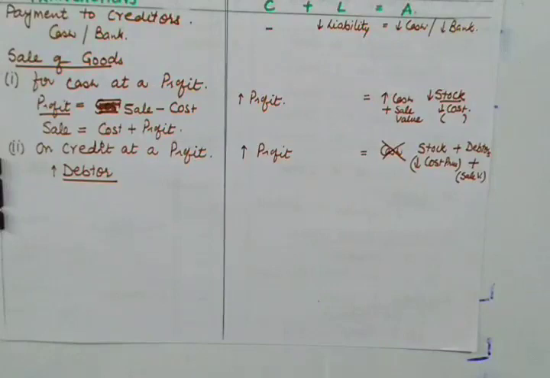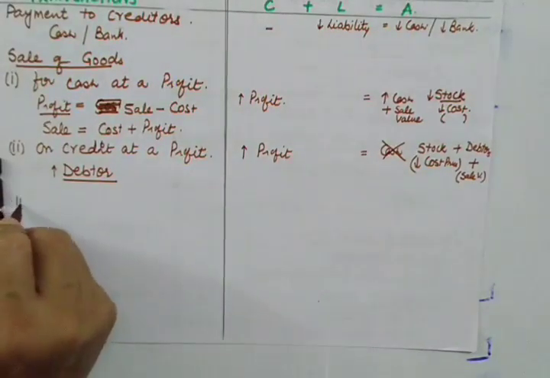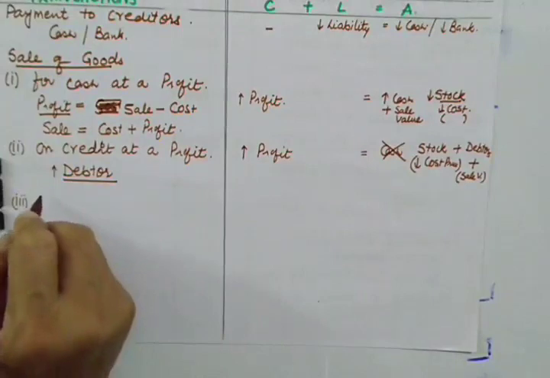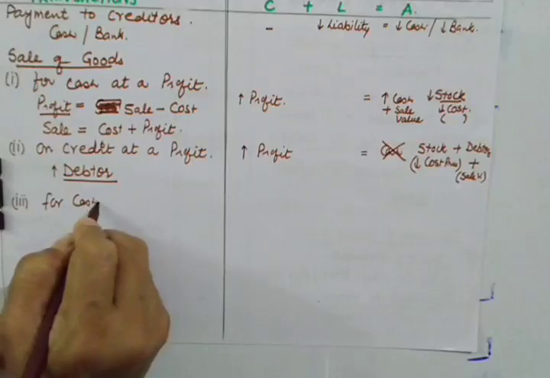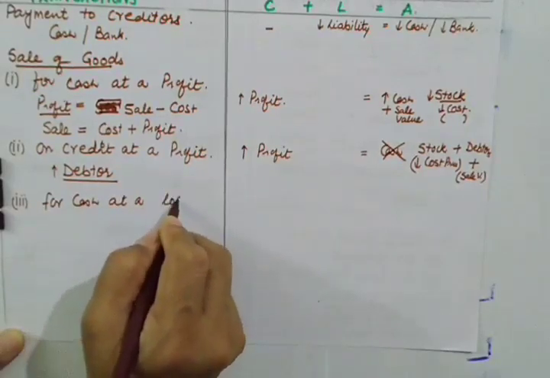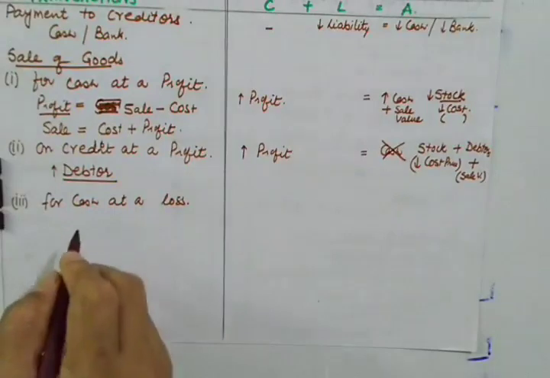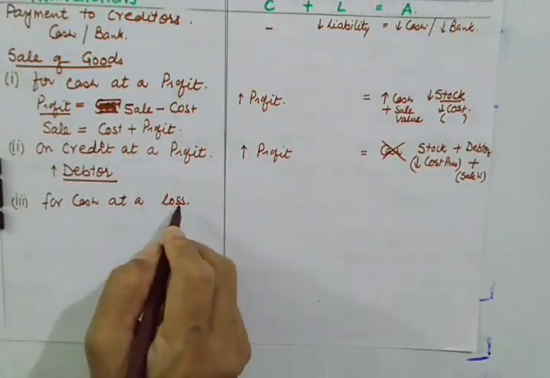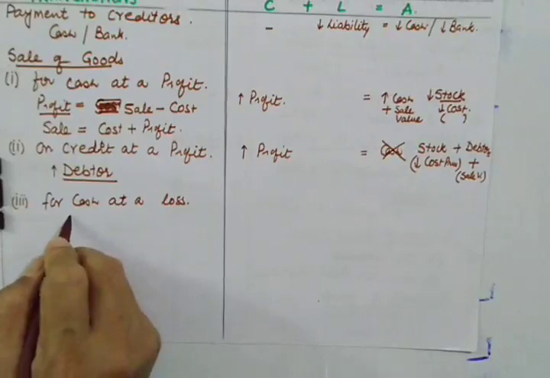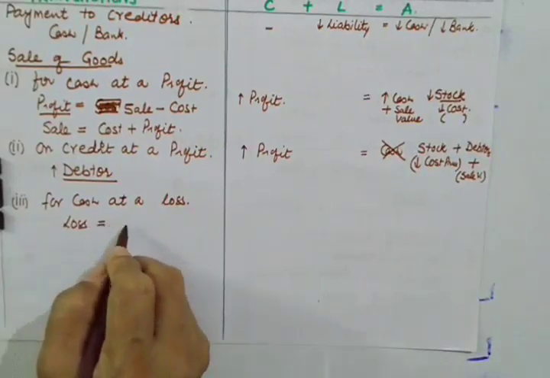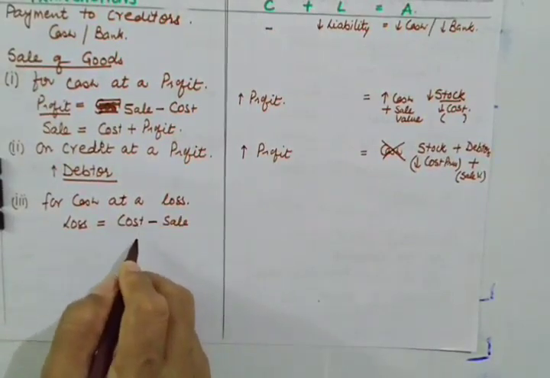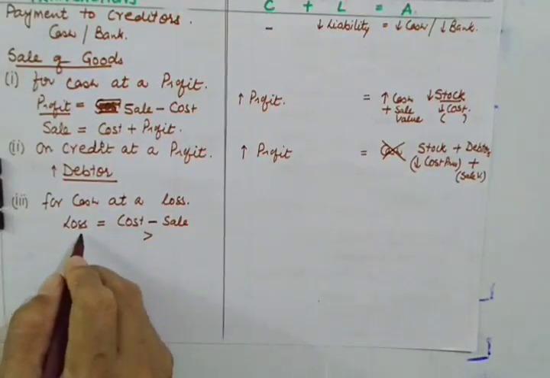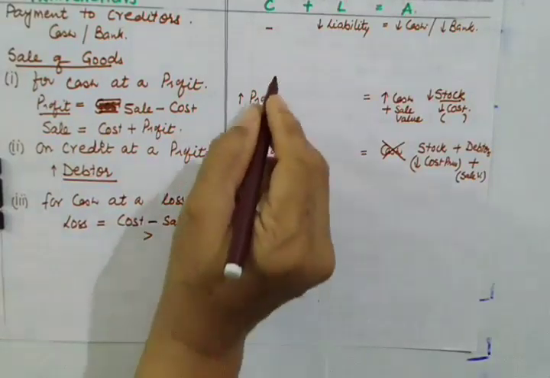So let us do the next transaction, next category under the same heading, next variety. For example, you are selling for cash at a loss. Yes, this is also possible. You are selling goods on cash basis but at a loss. So what is the meaning of loss? Loss is the difference between cost and sale. When cost is more than the sale, then you will have a loss. So what is to be done with the loss? Loss will be deducted from the capital.